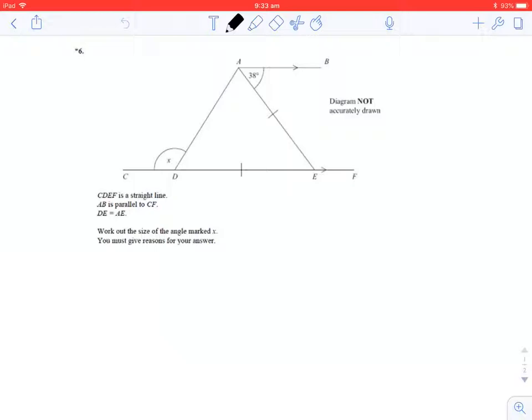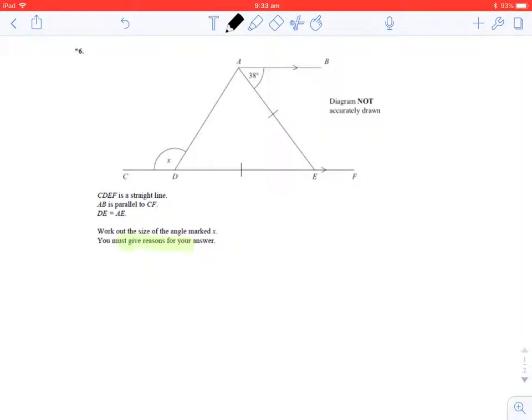Okay, so CDEF is a straight line, so we're told that this going along here is a straight line. AB is parallel to CF, so we can see that because of the arrows. And DE is equal to AE. So we've got DE and AE are the same length there. Work out the size of the angle marked X. You must give reasons for your answer again.